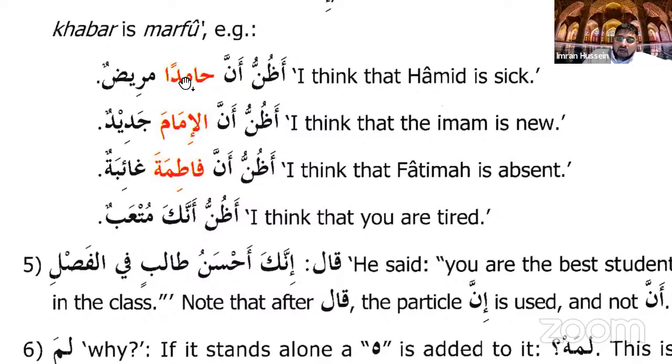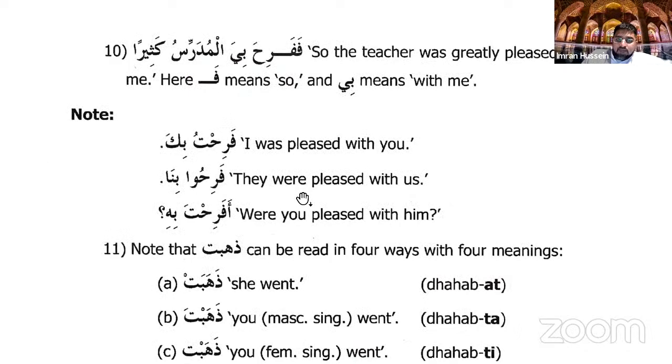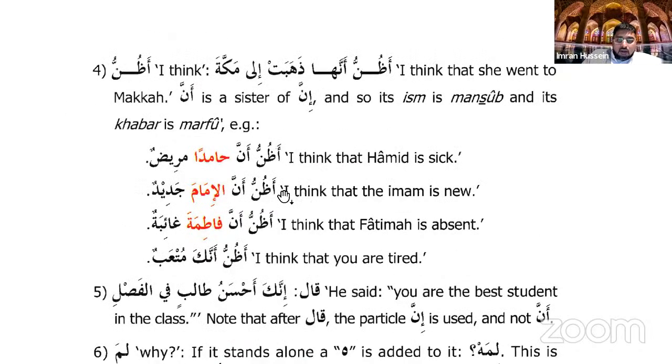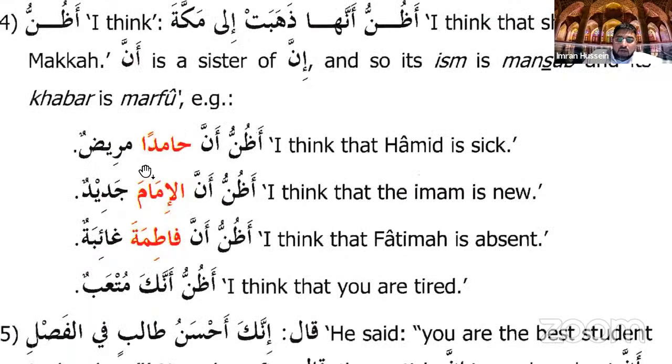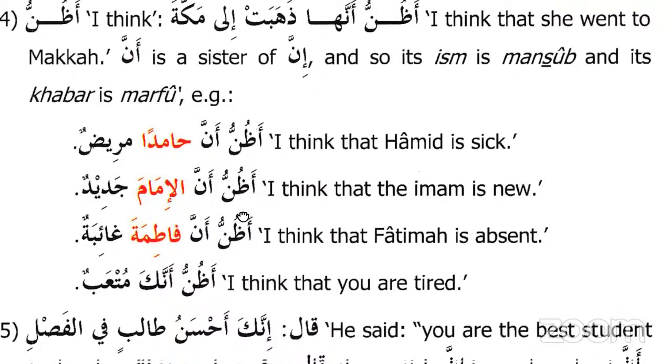So Hamidun Maridun is no longer mubtada and khabar, but Hamidan is the ism of anna, and Maridun is the khabar of anna. Whenever anna comes, it takes control and governs the whole sentence as if it belongs to it. Is that clear now? Okay. Adhunnu anna Hamidan maridun.